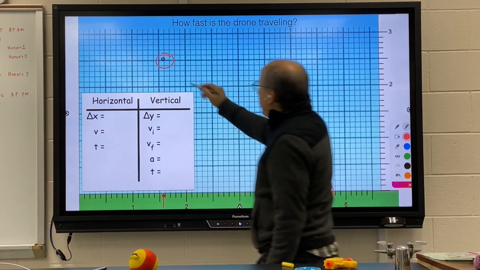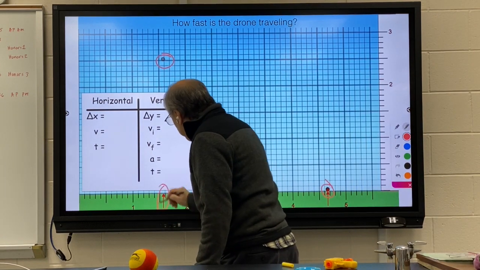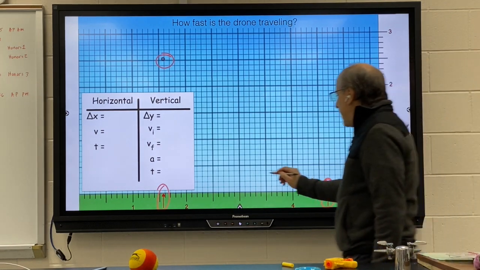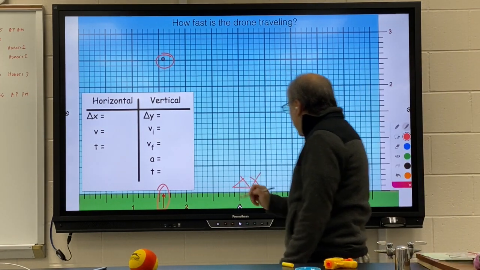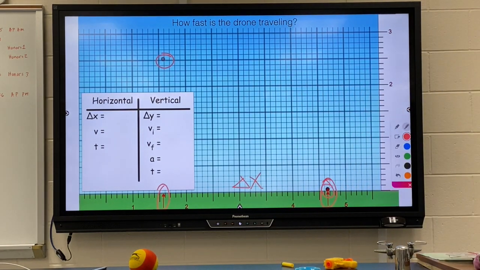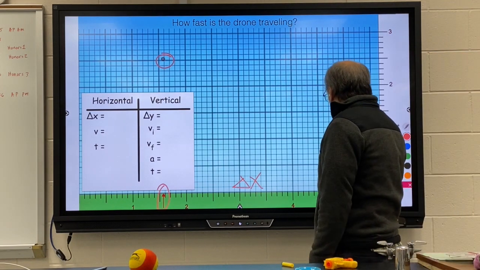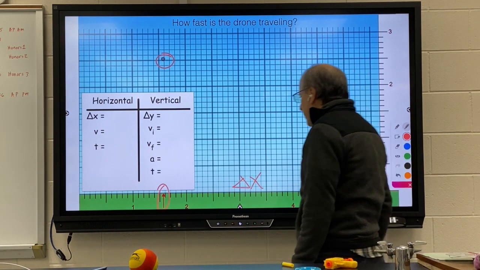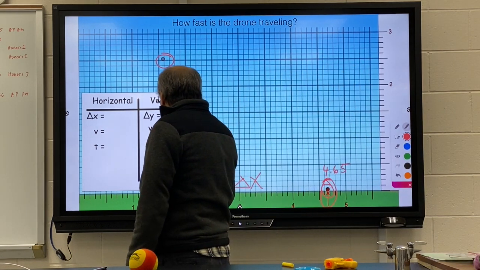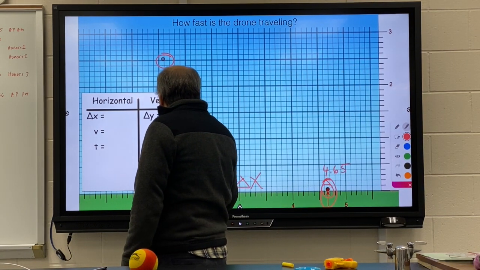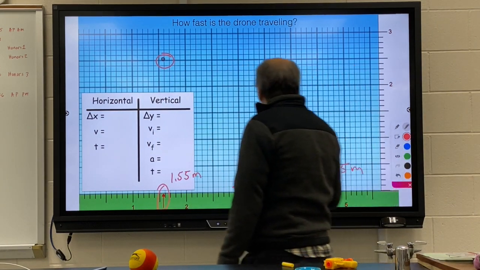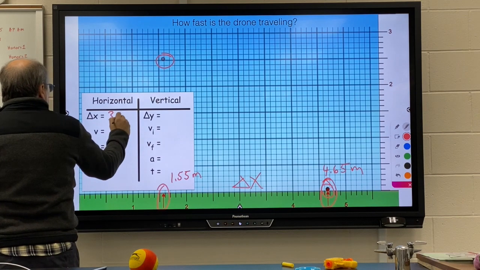Okay? So we take a look at where this started. We look at where this ended. And we subtract those 2 locations to get our delta x. It turns out this is about 4.65. This is about 1.55. So this turns out to be about 3.1 meters.